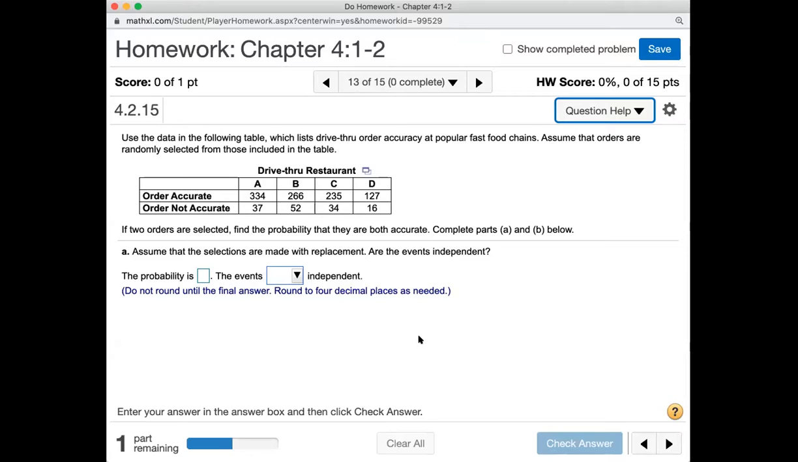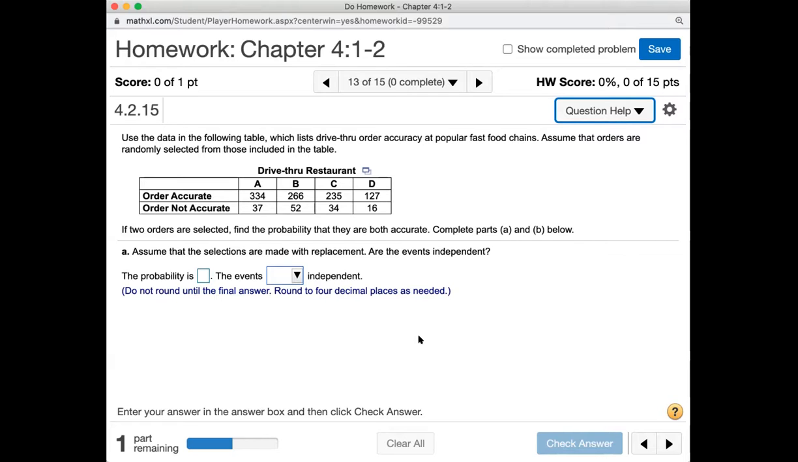All right, let's see problem number 13. So look at the table. The table shows whether the order is accurate or not accurate for each restaurant A through D. The question is this: two orders are selected. Find the probability that they are both accurate. So complete parts A and B below.